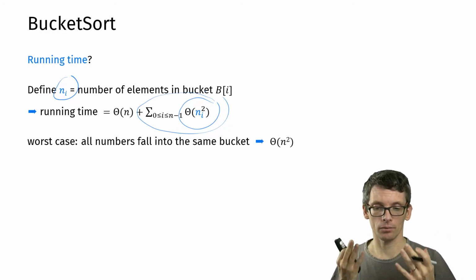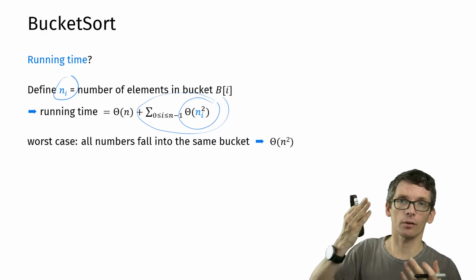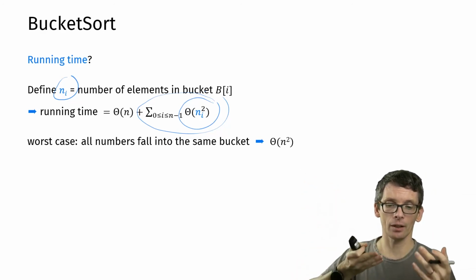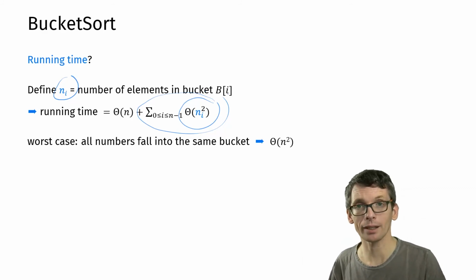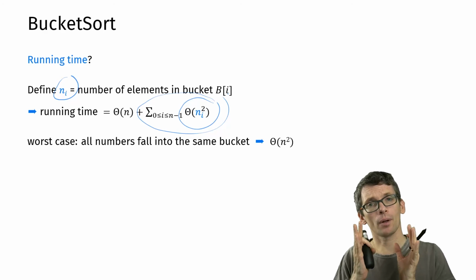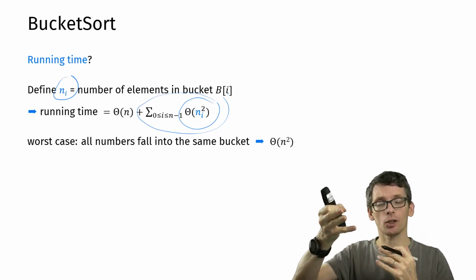That means, let's say they all fall into bucket number 0, then n0 is n, then n0 squared is n squared, then this running time is simply theta of n squared. But this only happens if the points are not nicely spread out.